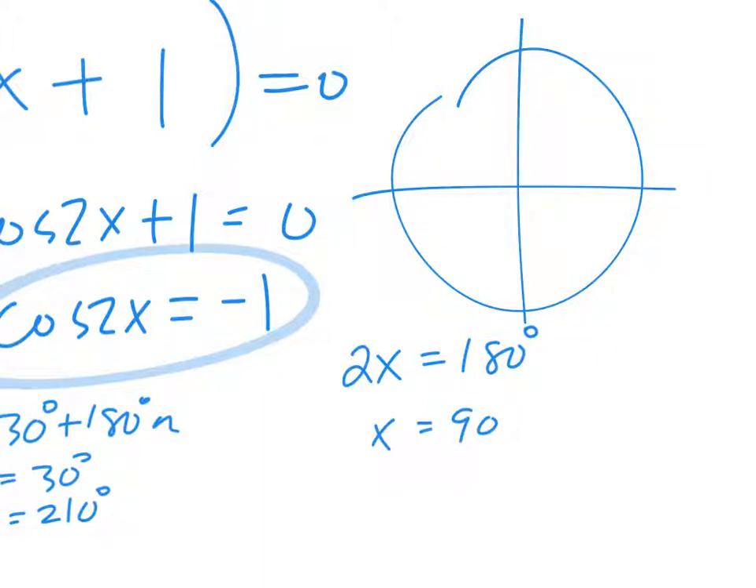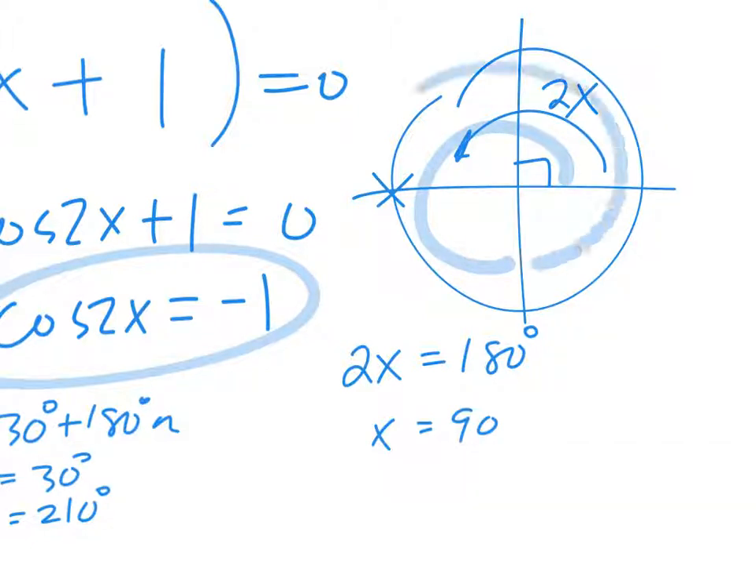Cosine equal to -1, that is right here. This angle is 2x. So x is 90, right? Obviously. But there is another angle that's going to give me... 270. Doubled, so if you are at 270 and you double it, you will be here, right? Oh. Yeah.